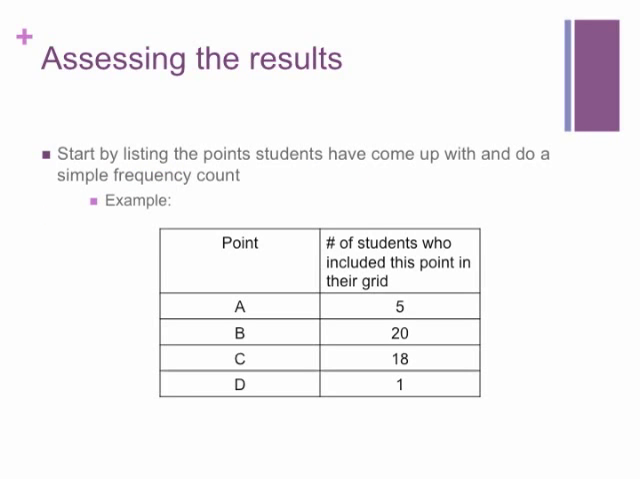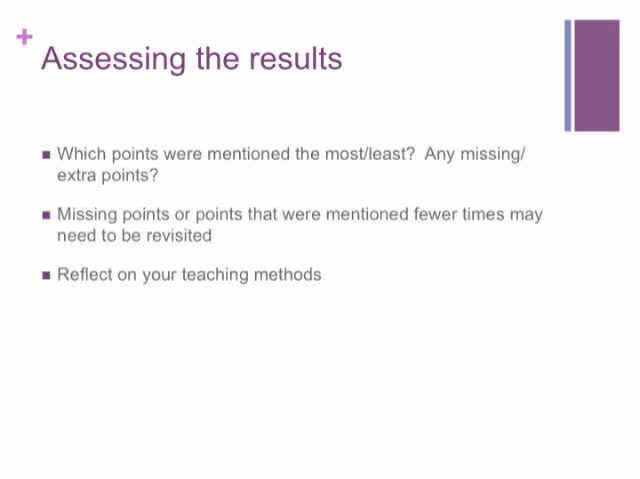To assess the results from your grids, start by listing the points students have come up with and do a simple frequency count. In my example here, point A was listed by 5 students, point B was mentioned by 20, point C was mentioned by 18, and point D was only brought up by 1 student. Which points were mentioned the most and which points were mentioned the least? Are there some points that are missing altogether, or have students included some points that you regard as extraneous?